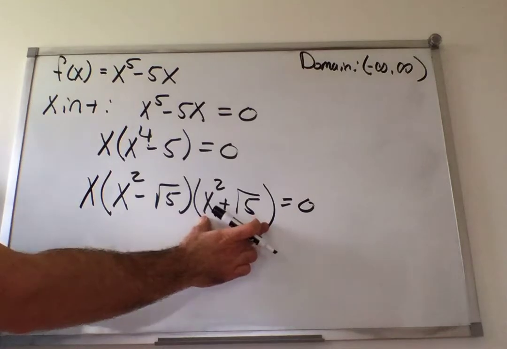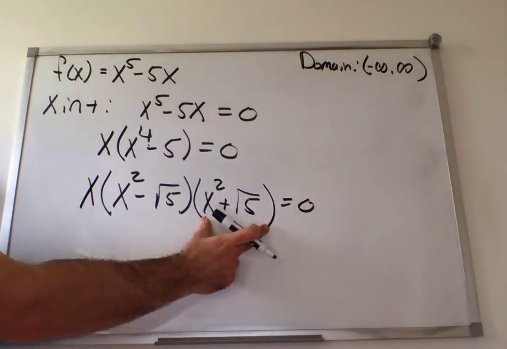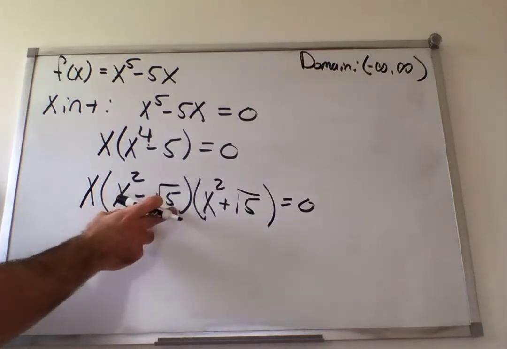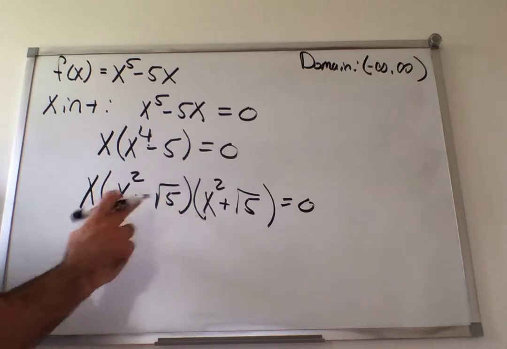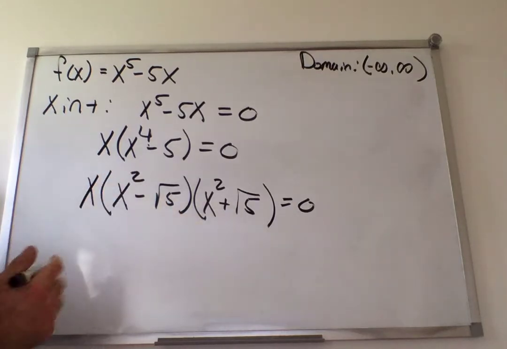Now this right here is a sum of squares. This one doesn't factor any further, so we can't do anything with it. We're going to leave it alone. Okay, this does not give us any x-intercepts. This one, however, can factor even further. It is another difference of squares.